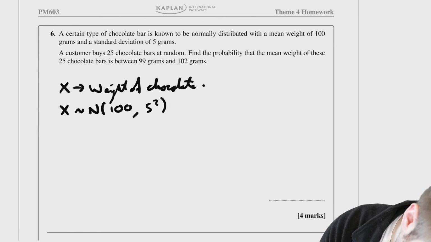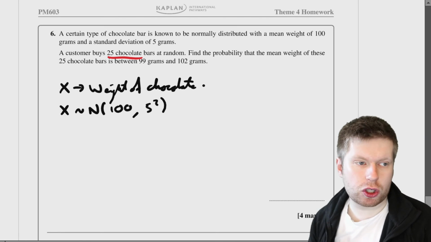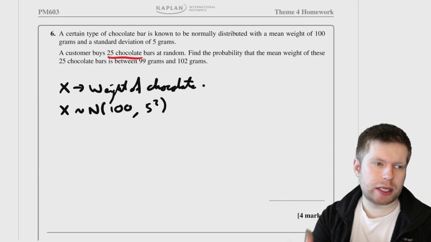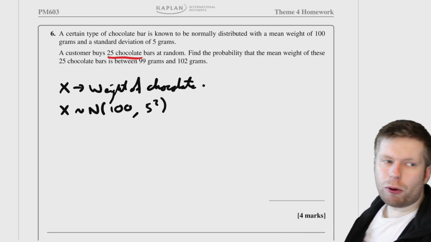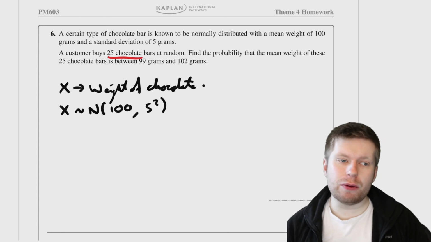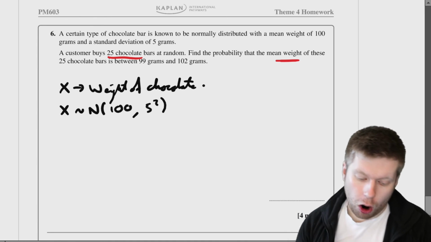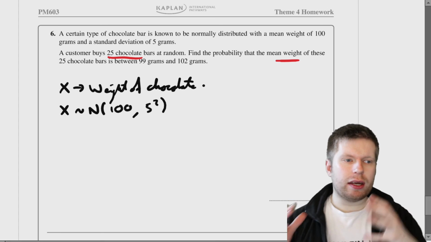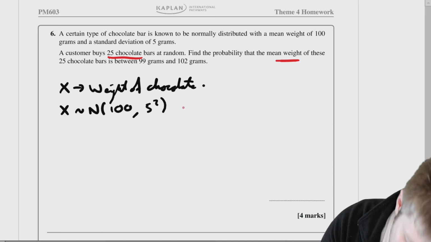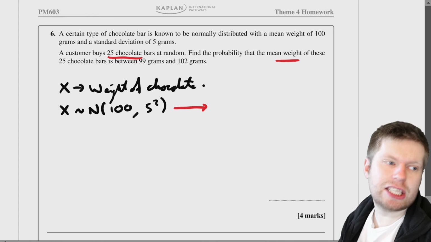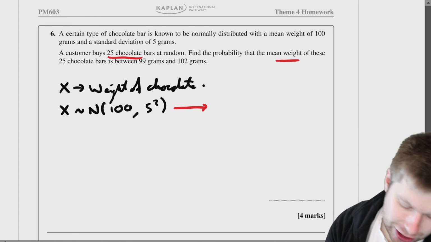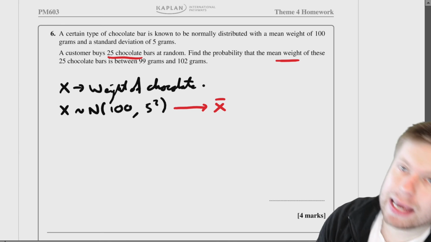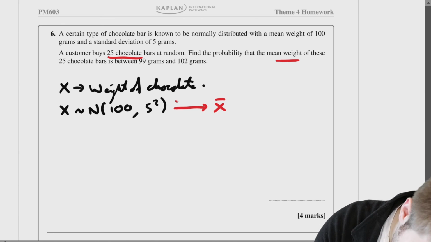Now, I'm told that a customer buys 25 chocolate bars at random. So already, central limit theorem senses should be starting to kick in here. Find the probability, the mean weight, there you go, the mean weight, not just the weight, the mean weight of these 25 chocolate bars. So the mean weight of my sample is between 99 and 102 grams. So first things first, I'm going to have to redistribute my distribution, because I don't want one chocolate bar. I don't just want X anymore. I want X bar, the mean weight of 25 chocolate bars.